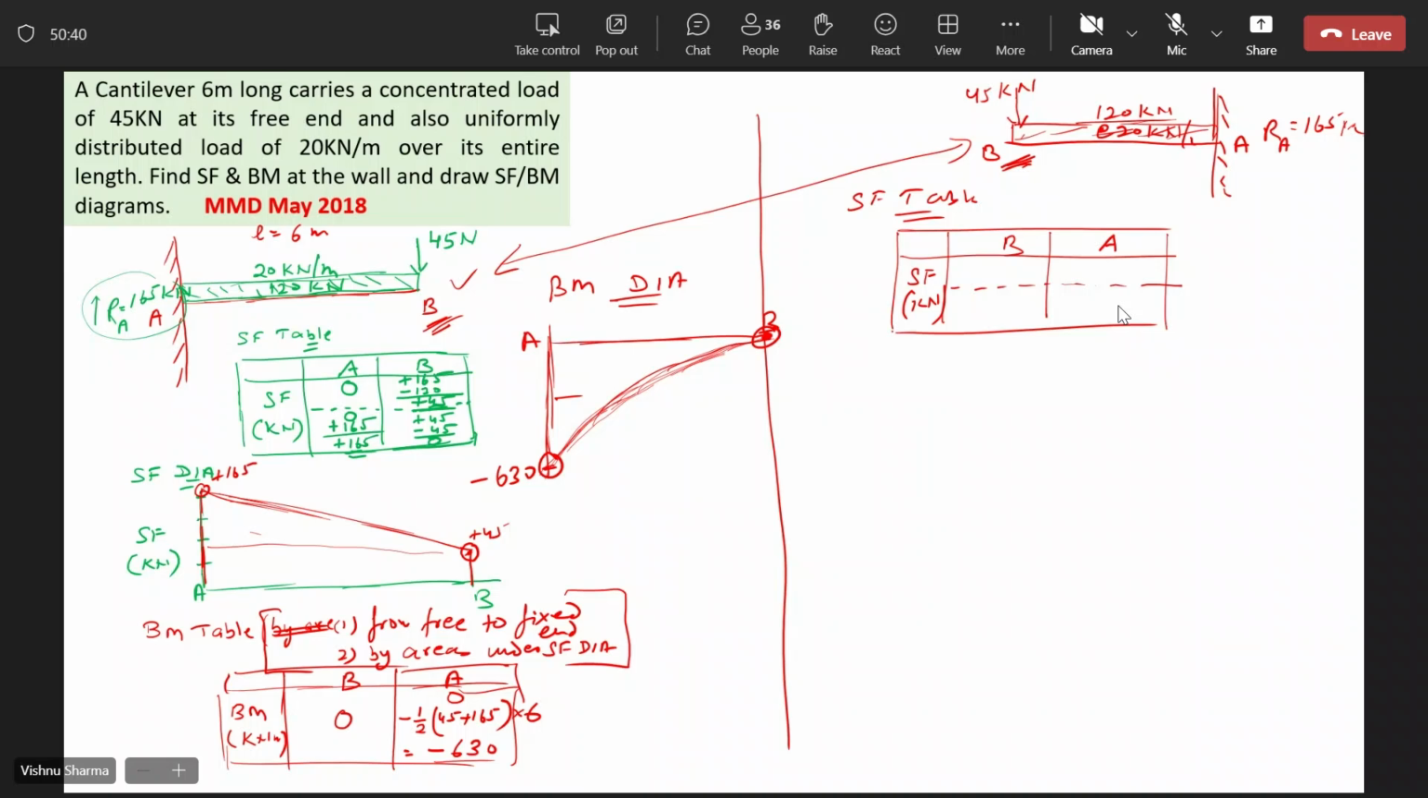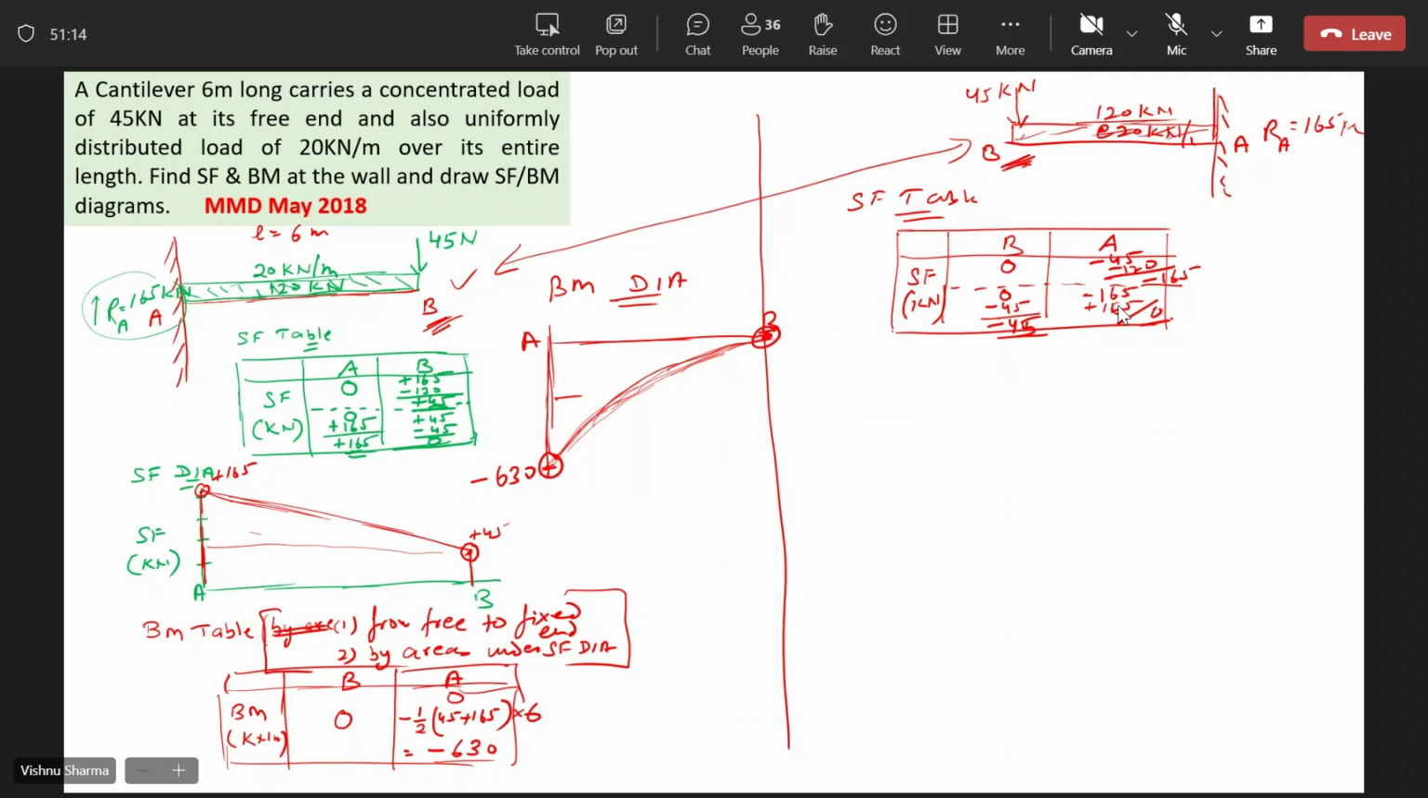0. What is the change from just to the left of B to right of B? What is the change? Minus 45. Very good. When you go from left to right, upward is positive, downward is negative. You carry minus 45. What is the change from right of B to left of A? Minus 120, making it minus 165. You carry forward minus 165, then you have RA of plus 165 becoming 0.